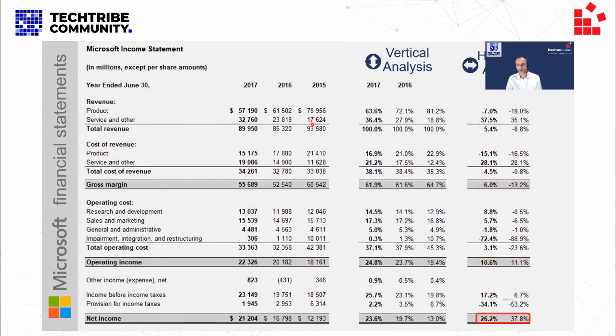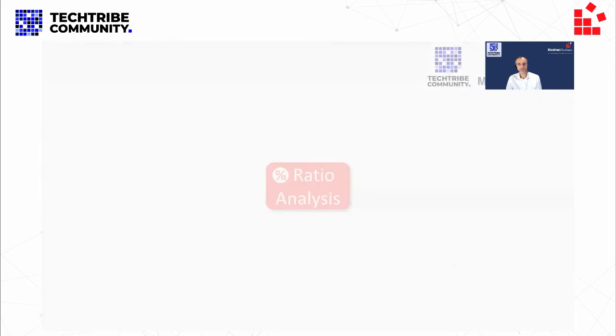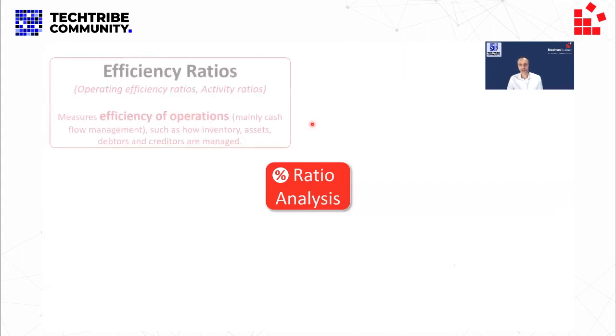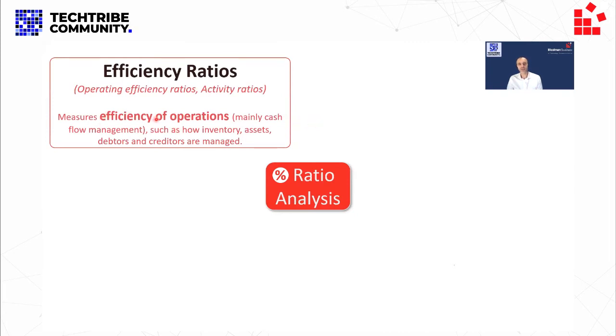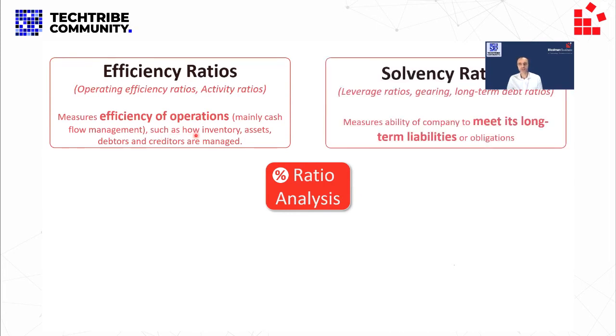Okay, so I've already spoken about all of those things. So if we move on to ratio analysis, that's the third basic method for analyzing financial statements. I spoke about the efficiency ratios. Those look mostly at the efficiency of operations, mainly things like cash flow management. How is the business managing its inventory, its assets, its debtors, and its creditors? The solvency ratio really looks at the ability of the company to meet its long-term liabilities, the long-term debt, and those sorts of things.